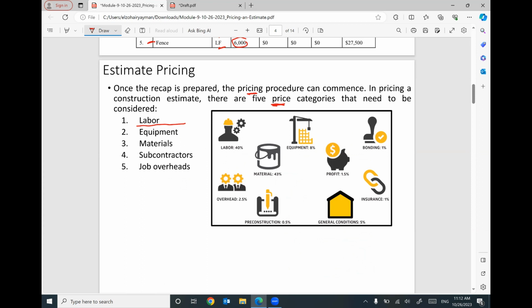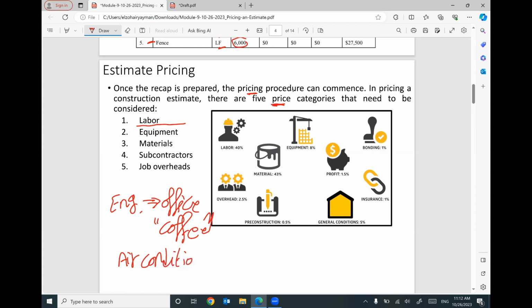Let me say this. If you are an engineer sitting in your office and drinking coffee, this cup of coffee should be considered in the cost estimate, in the price. As a contractor, you should consider this cost in the project cost. Does that make sense? The air conditioning in your office as an engineer should be considered as extra cost. This is the overhead cost.